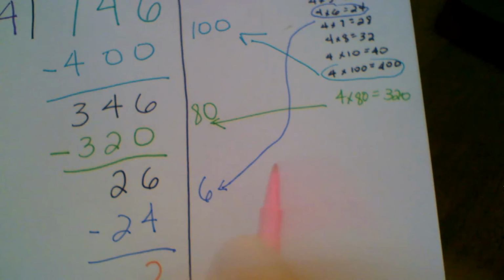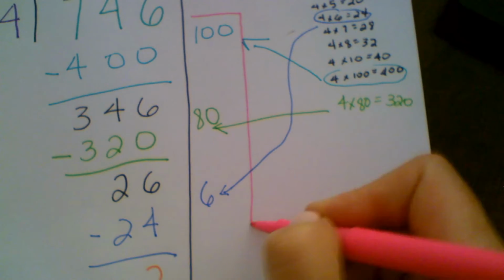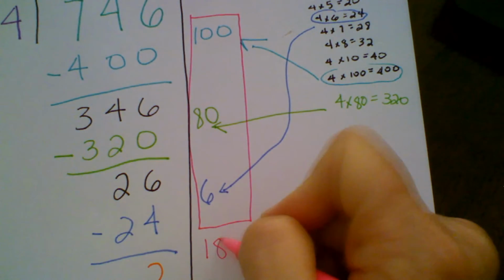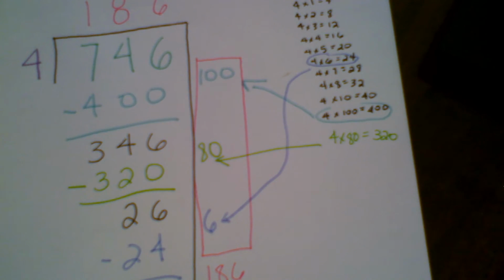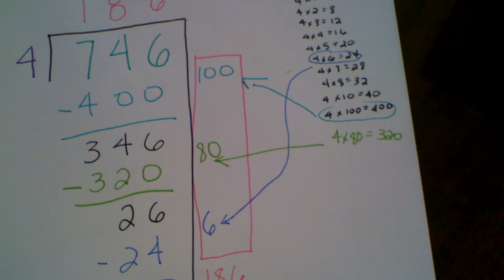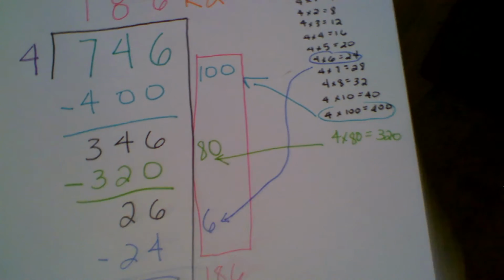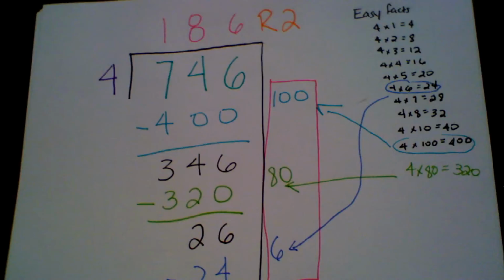Now that is going to be my remainder, because now I cannot go any smaller. So now I'm adding up my partial quotients, which are 180 and 6. And I write that up at the top. 186 is my quotient with a remainder of 2. So I write 186 R 2. And that is my quotient. 746 divided by 4 equals 186, remainder 2.